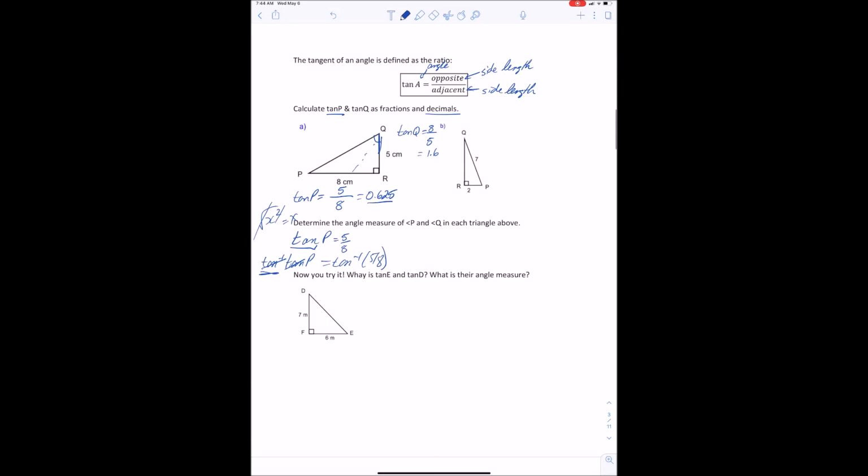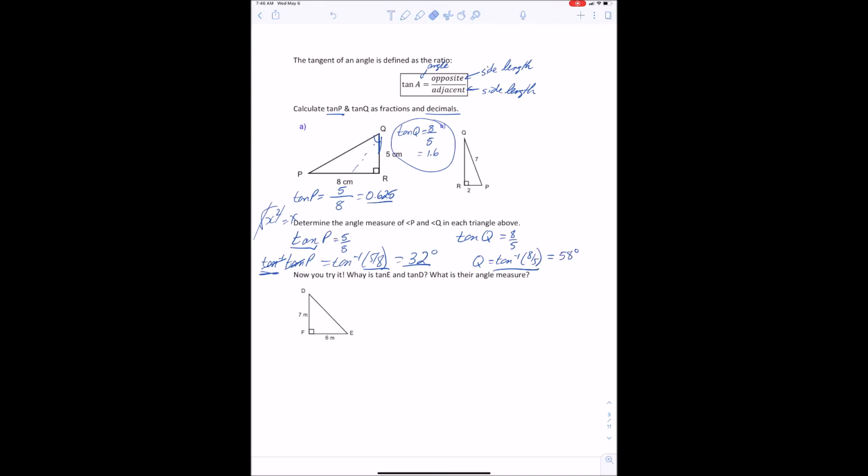So in my calculator, I'm going to put in shift or second function or whatever it is on your calculator, tangent of 5 over 8, and that is going to give me 32 degrees. And that's the size of angle P. If I use Q now, I could do the same thing. Tangent of Q is 8 over 5. So that means Q is the inverse tangent of 8 on 5, which is 58 degrees.